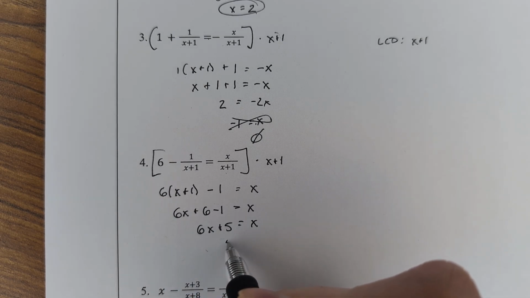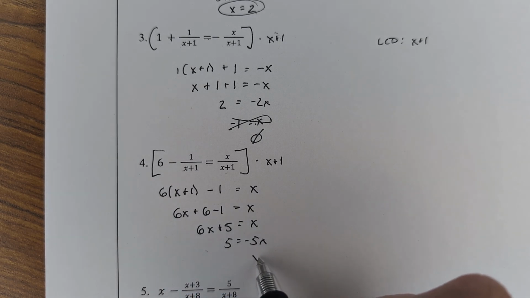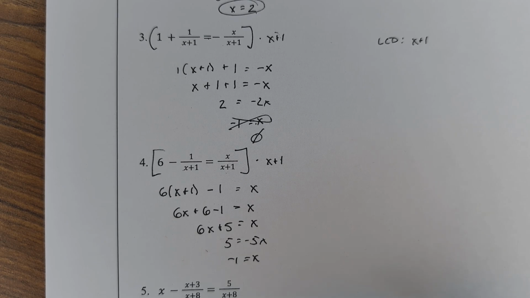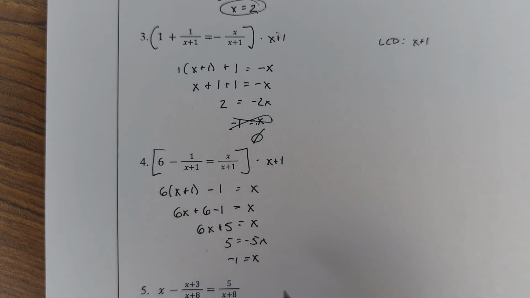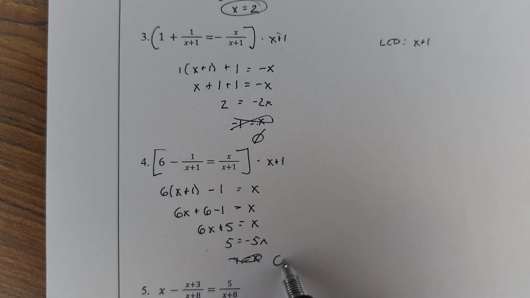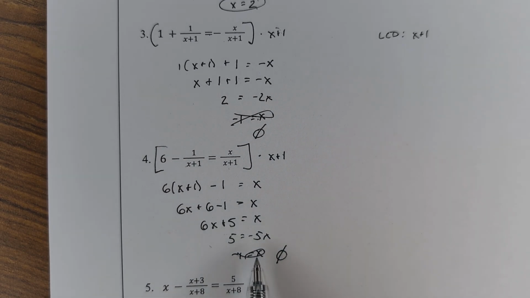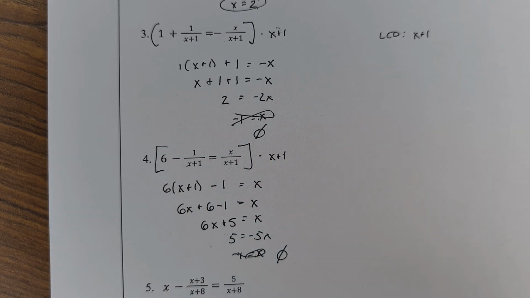We're going to move that guy over, so 5 equals -5x. X equals -1. So once again, can't use -1. No solution. If I use -1, these fractions become divided by zeros.